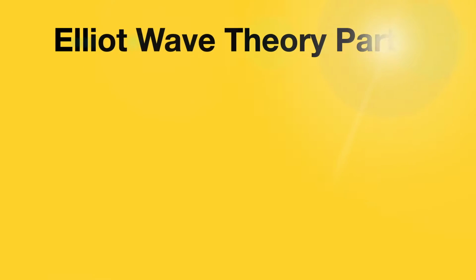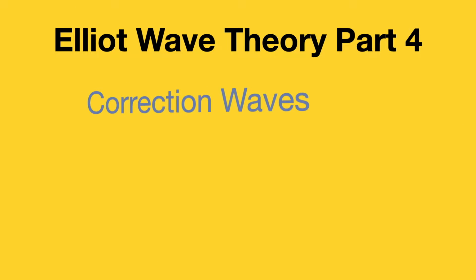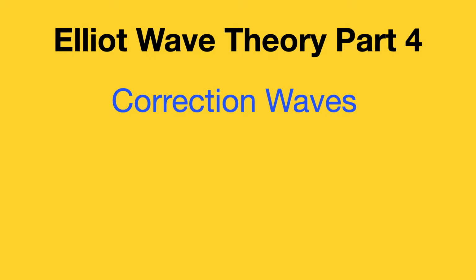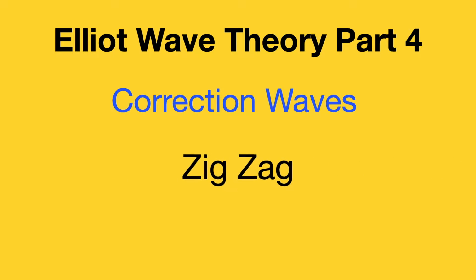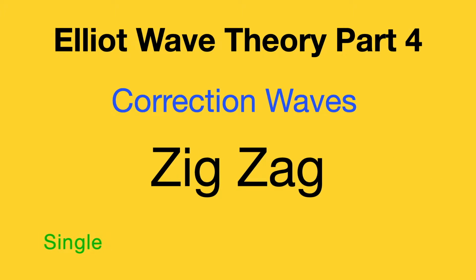In today's video, I'm going to teach you guys all about correction waves in Elliott Wave. We're going to discuss the three different types of correction waves, which are zigzags, flats, and triangles. And after a brief introduction into each, I'm going to go more into depth on zigzags and the three different types of zigzags that there are: single zigzags, double zigzags, and triple zigzags.